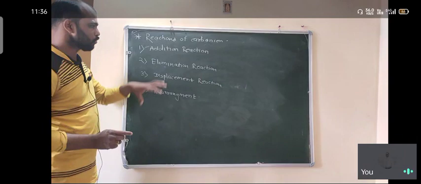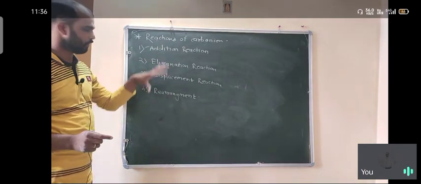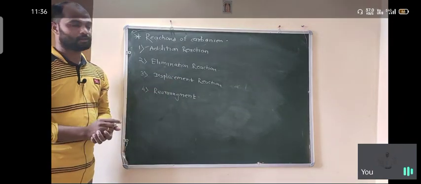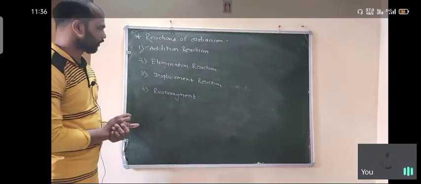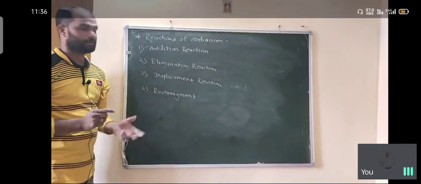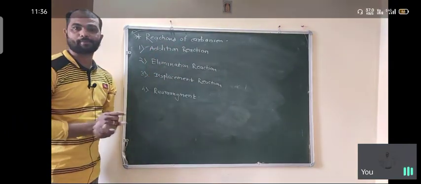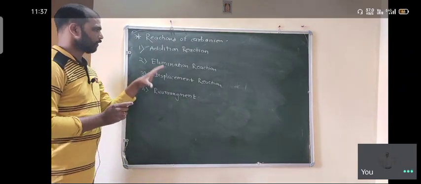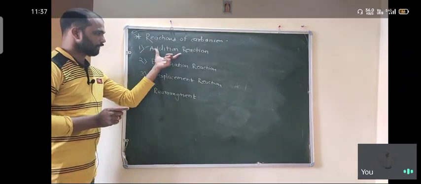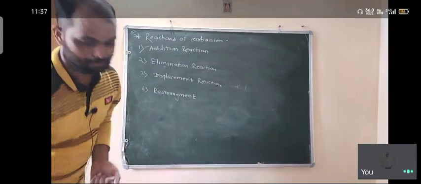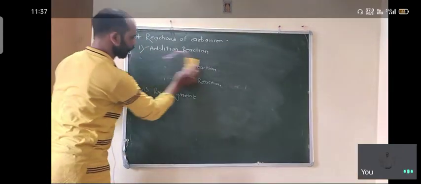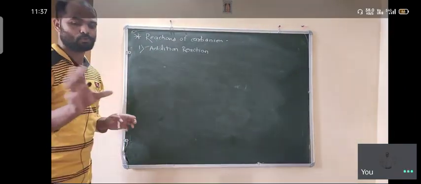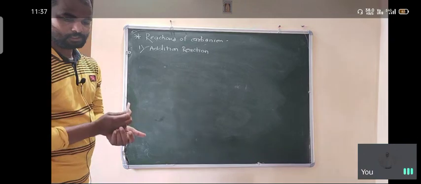So we're going to discuss all the reactions in general, and also in detail. Which are the named reactions reported for carbanion, from these four types, we're going to discuss in detail in our next lecture. But today we're going to discuss the types of reaction, how carbanion undergoes these four types of reaction. The first type of reaction is addition reaction.